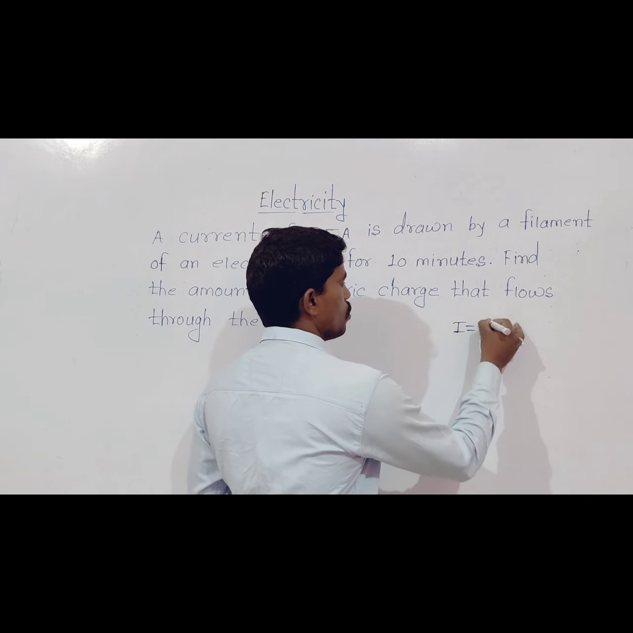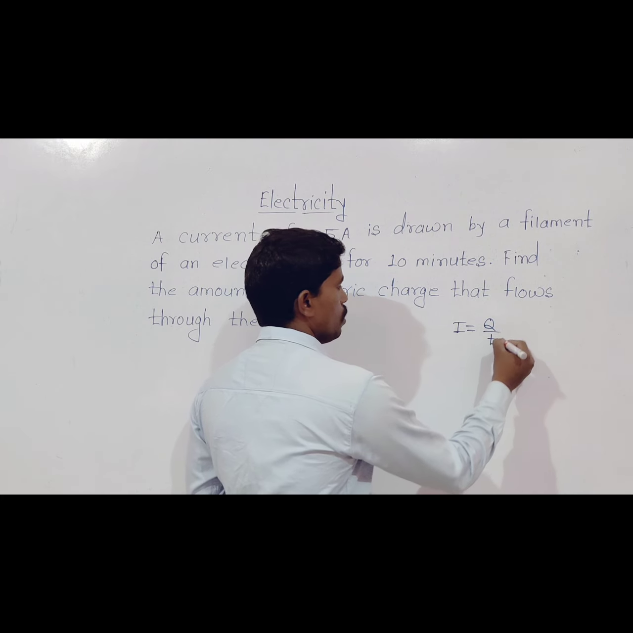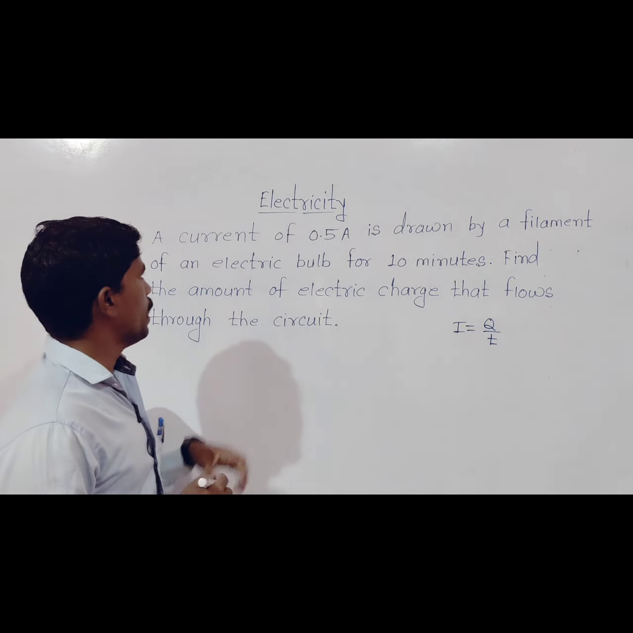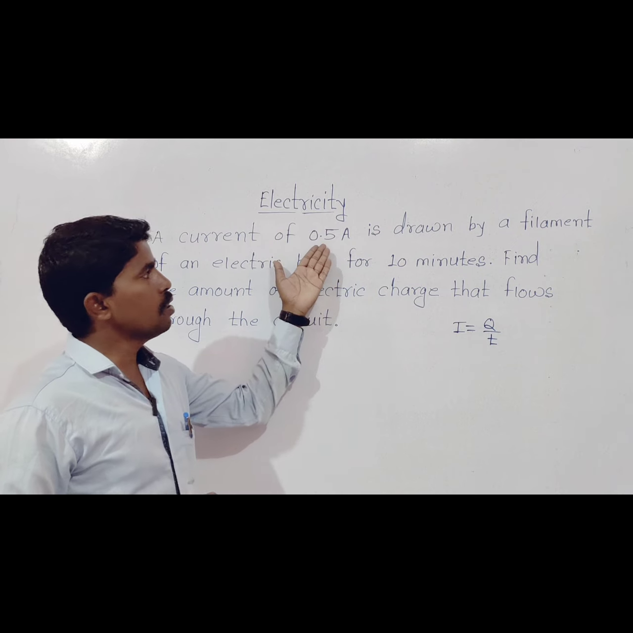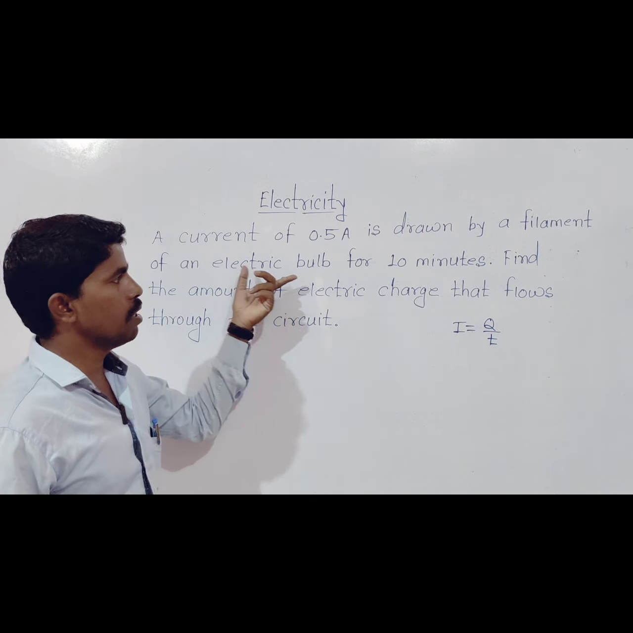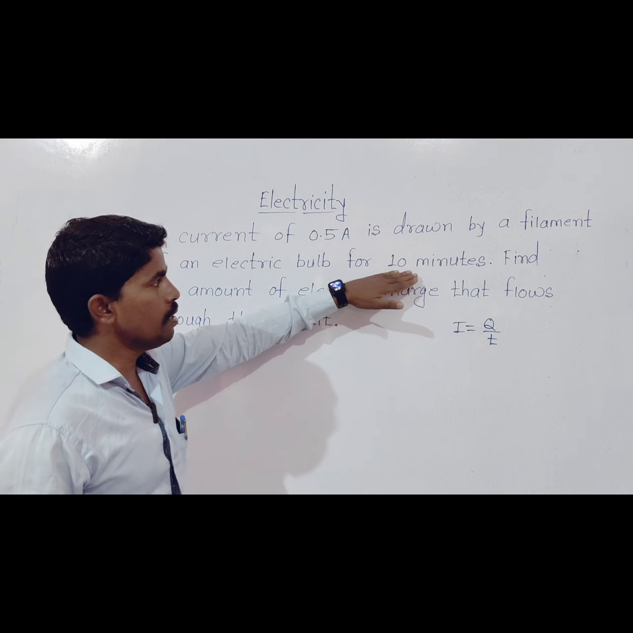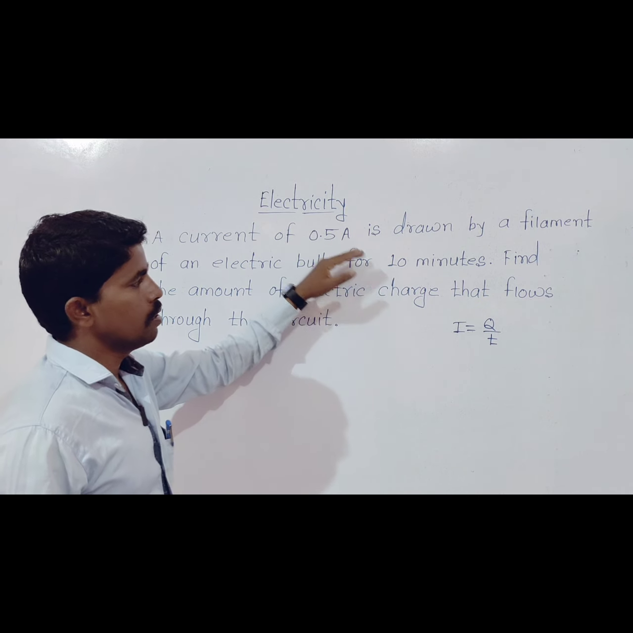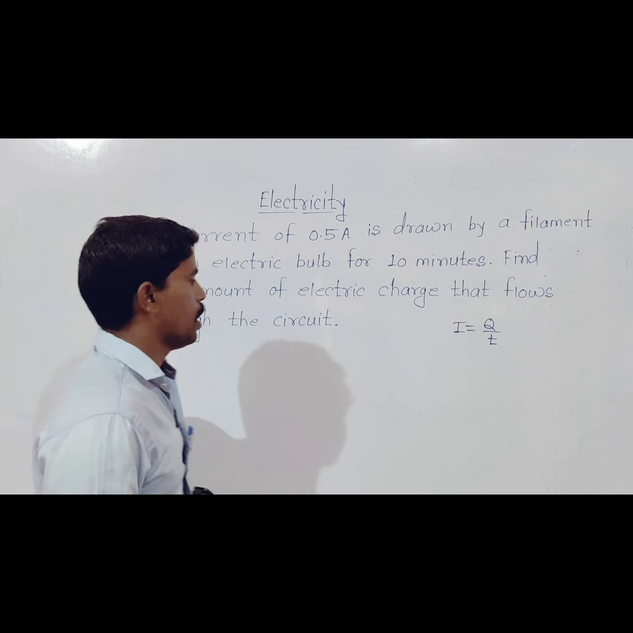I is equal to Q by T. So here the numerical is given as a current of 0.5 ampere is drawn by a filament of an electric bulb for 10 minutes. Time is given and current is given. Therefore we can calculate the charge.